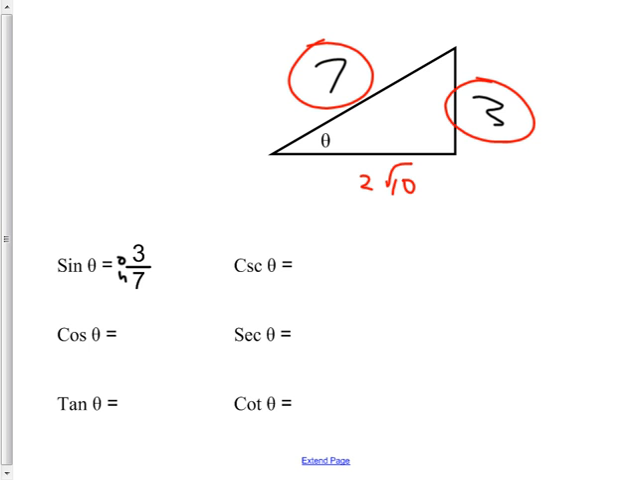Now, would you please just do secant of theta? That'll prove to me that you generally understand how to do this stuff. Just figure out secant of theta.